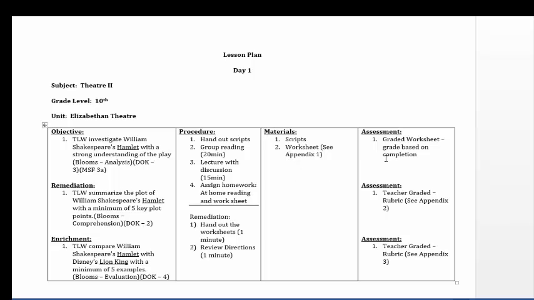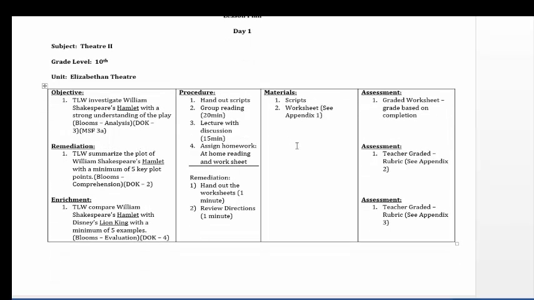Now, all right. Assessment, graded worksheet, grade based on completion. Assessment, teacher graded rubric, see Appendix 2. Assessment, teacher graded rubric, see Appendix 3. So, for this page right here, very good objective. Procedures, not good. Materials, vague. I need them lined up. You should have more materials than this. I see worksheet, see Appendix 1. What about the worksheet for remediation? What about the worksheet for enrichment? Where are all these worksheets?